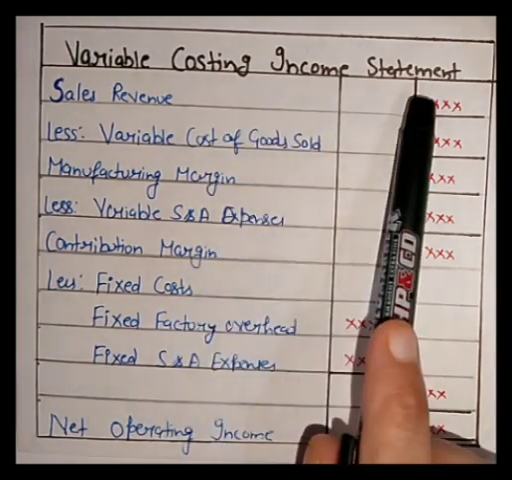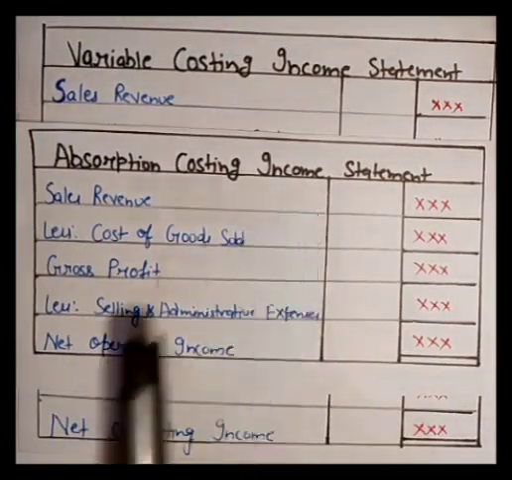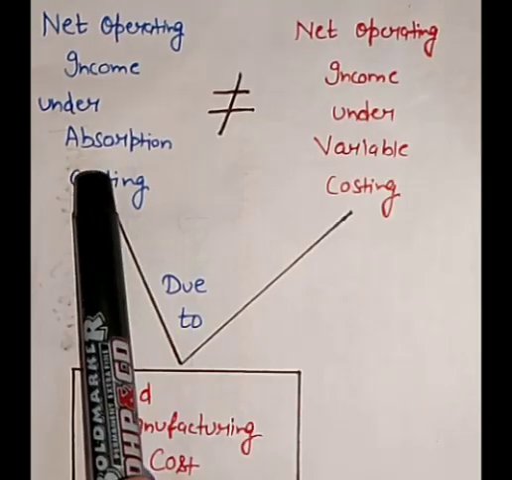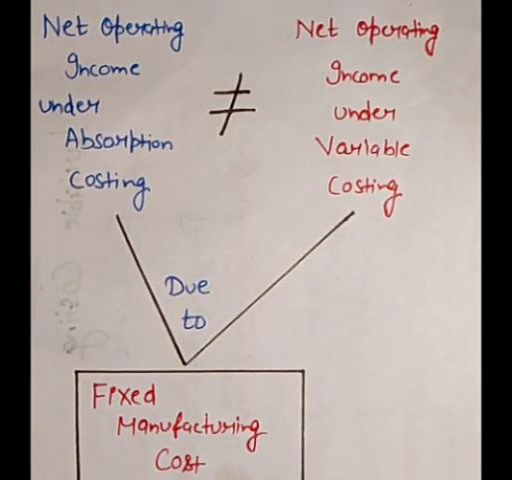You are going to learn preparing income statement under variable and absorption costing. Let's start our topic. The net operating income differs under these two methods due to fixed manufacturing cost.